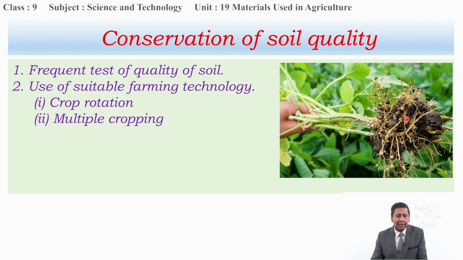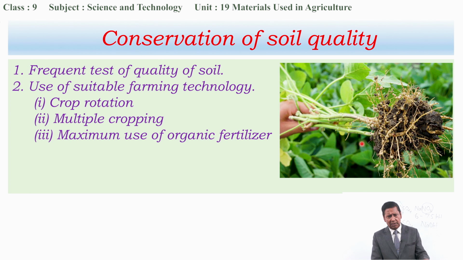Now next is multiple cropping. Multiple cropping means at the same time we can use different crops. Just for example, cotton and groundnut are normally used together in the field. Waste of one of the crops is utilized by the other crop. That's why multiple cropping is preferable and it conserves the soil quality.